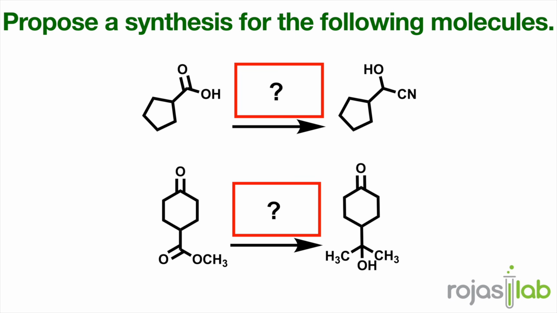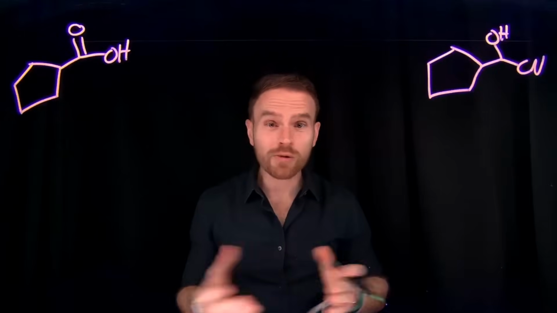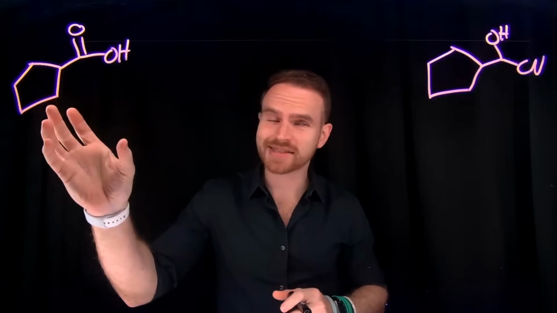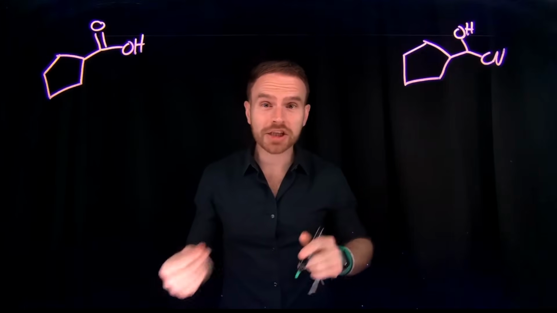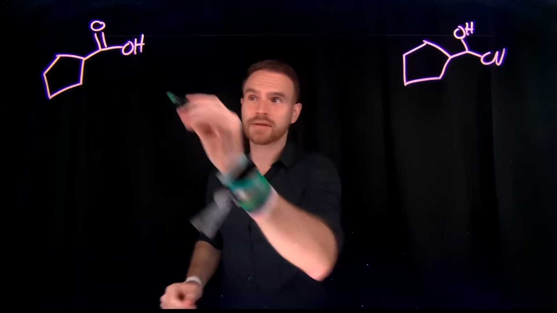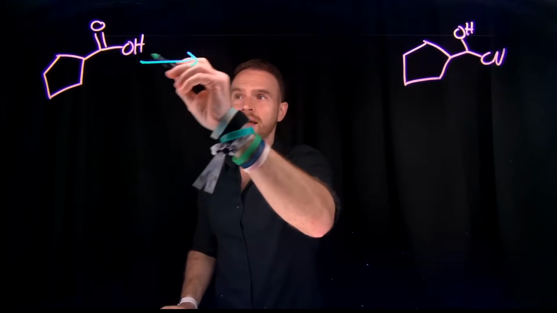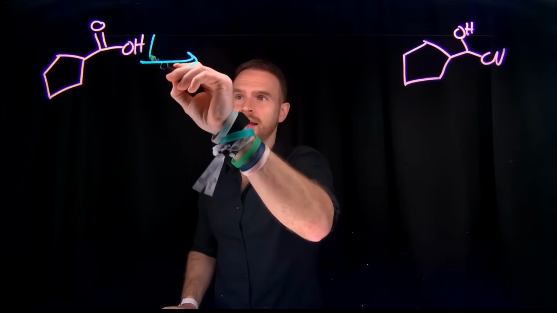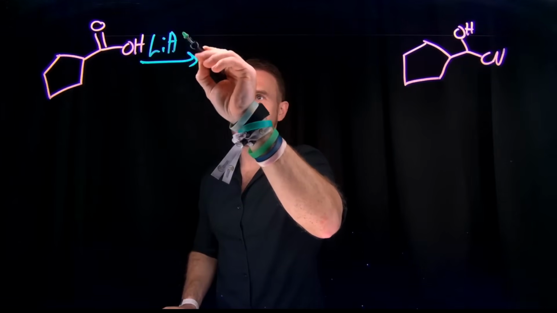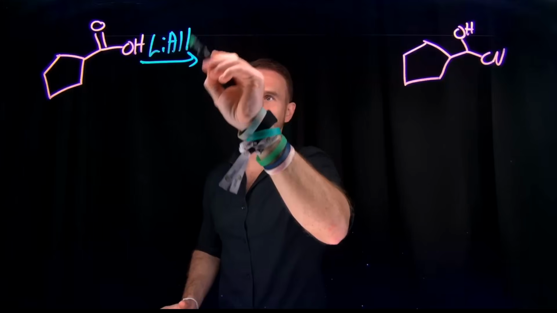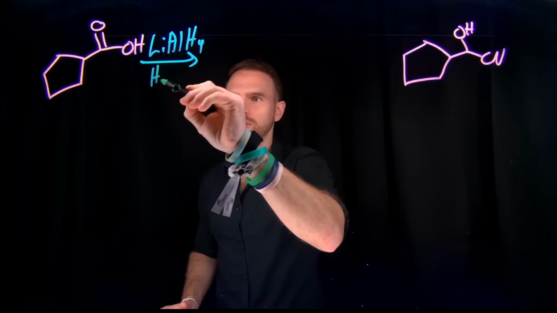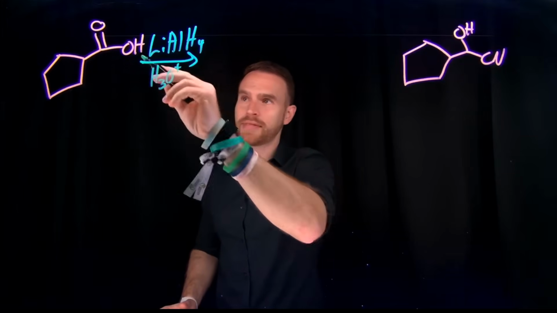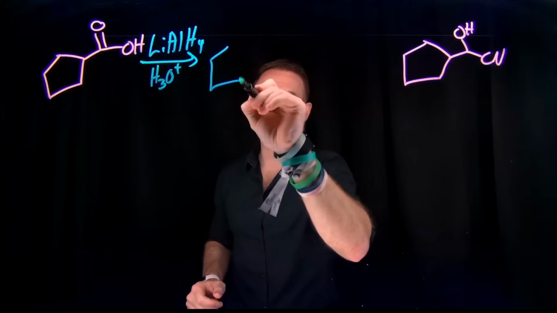For these next two problems, each of them take exactly 3 steps to go from the reactant to the product. Can you figure out what conditions we need to make these transformations possible? Ultimately, we're trying to turn this carboxylic acid into a cyanohydrin, and we can achieve that in exactly 3 steps. The first of which will be to reduce this carboxylic acid using lithium aluminum hydride, which is LiAlH4, and also using an acid will allow us to turn that carboxylic acid into a primary alcohol.